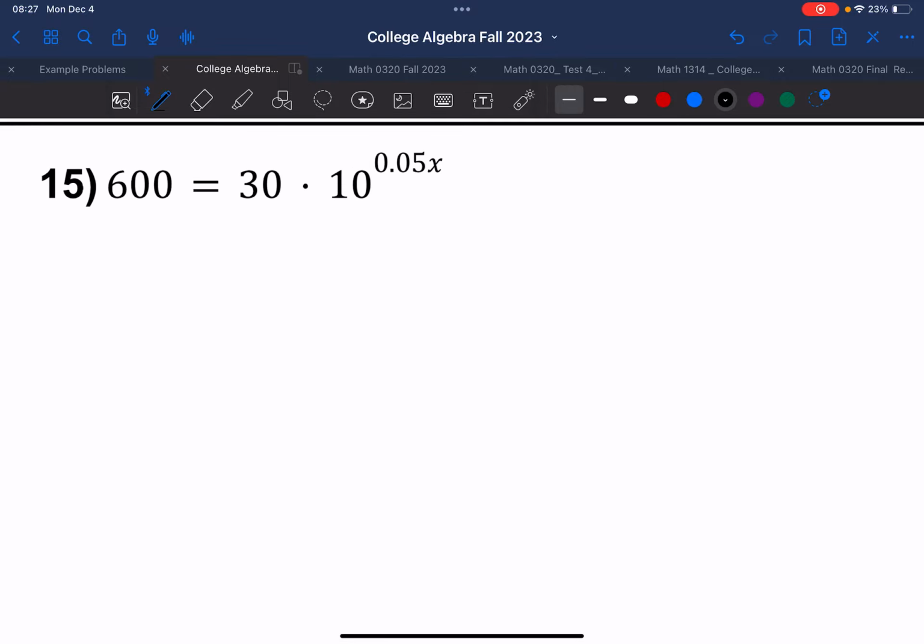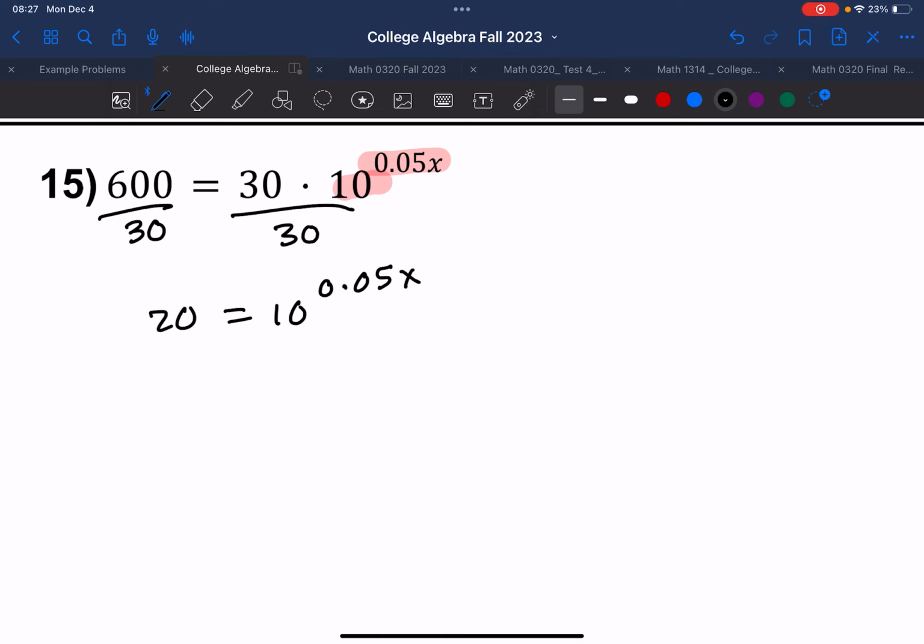Okay, number 15, looking through my problem, I noticed that I do have this 10 to the power of 0.05x. So I do have an x, a variable, in my exponents. So in order to cancel out that 10, I'm going to have to use the logarithm. But before I do that, I have to make sure that 10 is by itself. So I have to get rid of that 30 by dividing by 30. 600 divided by 30 is 20, so 20 is equal to 10 to the power of 0.05x.